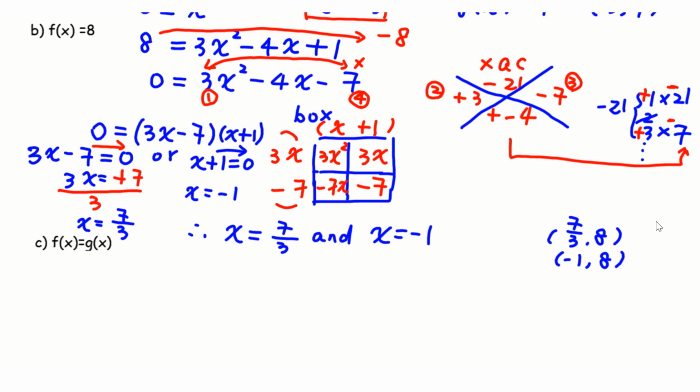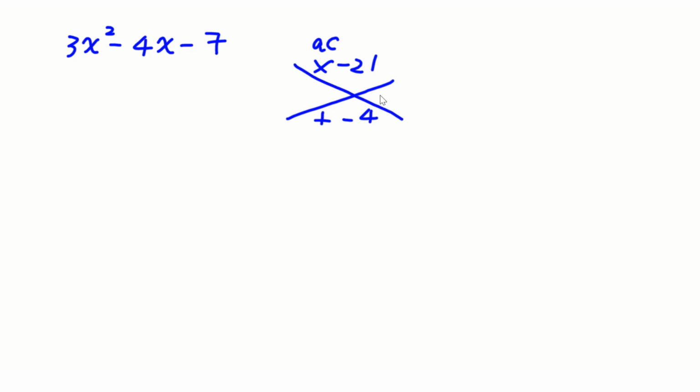So this is the box method, and I want to go a little bit further for the factoring. So I will show you another method. So 3x squared minus 4x minus 7. And it doesn't matter which method, always you need to find a times c is negative 21, added together is negative 4. You always want to find these two numbers. So we have found it is negative 7 and 3.